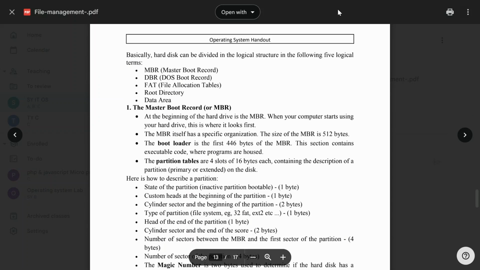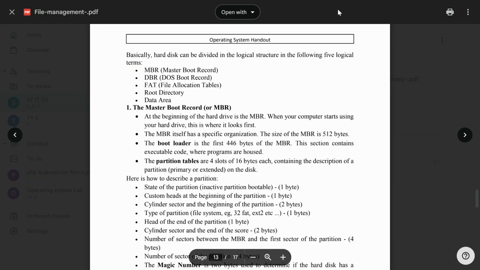So next point is basically hard disk can be divided in the following five logical terms. If we are going to see the logical structure of any disk, then we must refer the several logical structures in the following logical terms. So first term is MBR, that is master boot record. First of all we have to maintain the master boot record so that we can store or load the operating system on a particular disk or in system.